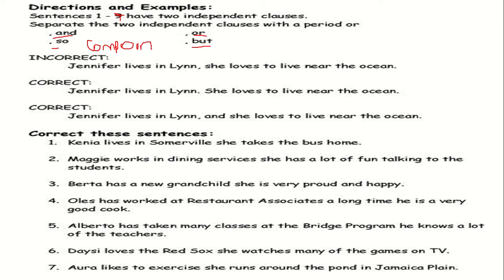For compound sentences, okay? Let's read the example. Jennifer lives in Lynn. She loves to live near the ocean. Here we have a comma, but it is missing the conjunction, so it's incorrect, okay? So let's read the correct one. Jennifer lives in Lynn, period. She loves to live near the ocean. So right here, they use 2 separate sentences that begin with a capital letter, end with a period, then begin with a capital letter and end with a period. We call it separate sentences.